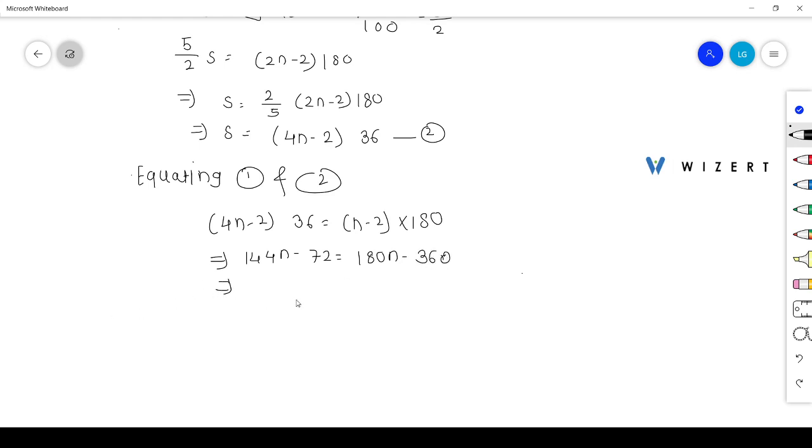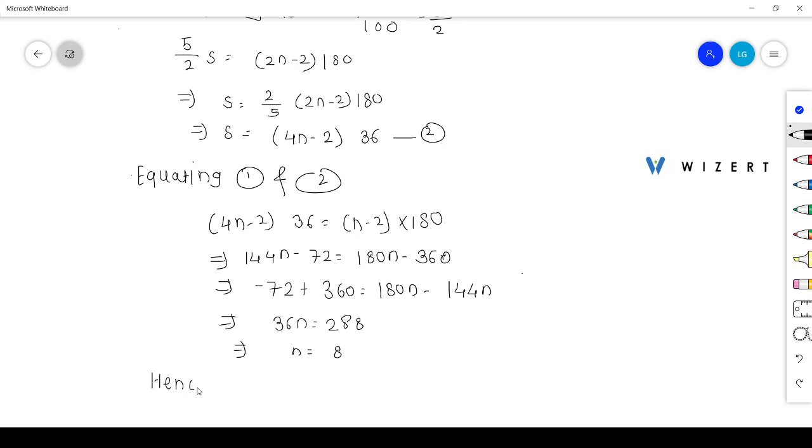Now minus 72 plus 360 equals 180n minus 144n. So 360 minus 72 is 288, and 180n minus 144n is 36n, so 36n equals 288. Now divide both the sides by 36, we get n equals 8.